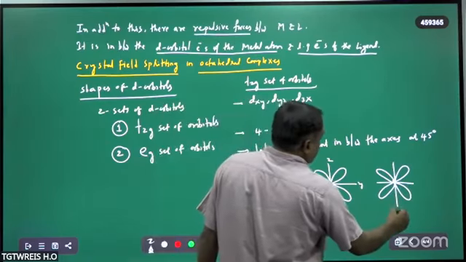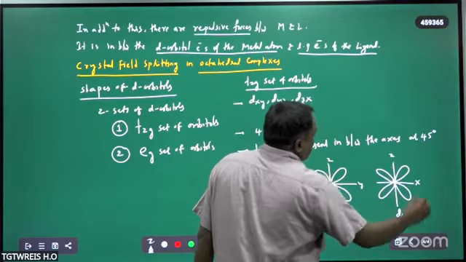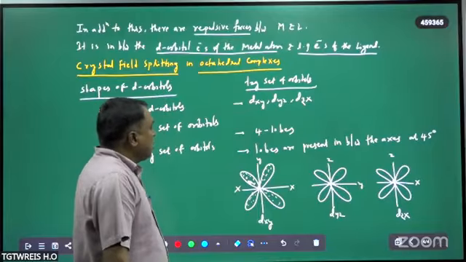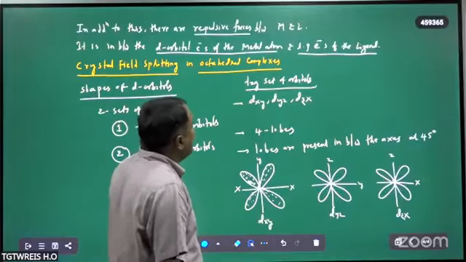This is xy, this is yz, this is zx. This is x, this is the z. So lobes are present in between the axes in this case only. So lobes are present in between the axes. This is called the T2g set of orbitals.